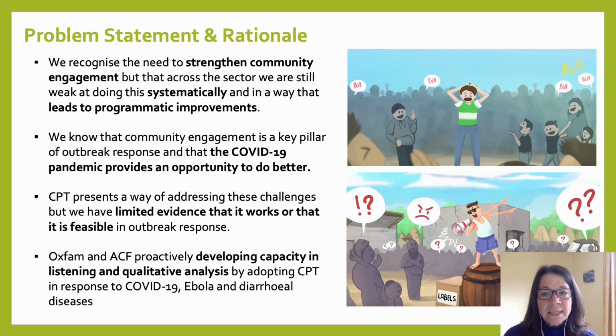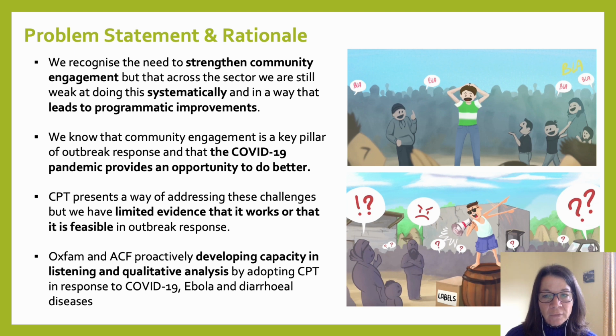Okay, now let's take a deep dive into the overview of the problem statement and the rationale. So the community perception tracker approach was developed to address several long-standing challenges of outbreak response. Within the WASH sector, there's a recognition that community engagement is vital for effective programming. But too often we lack tools to help us do community engagement systematically and in such a way that it leads to improved programming. Community engagement is also a key pillar of outbreak responses because understanding community perceptions towards disease and towards response programming is likely to have an important bearing on whether people adhere to preventative behaviours.